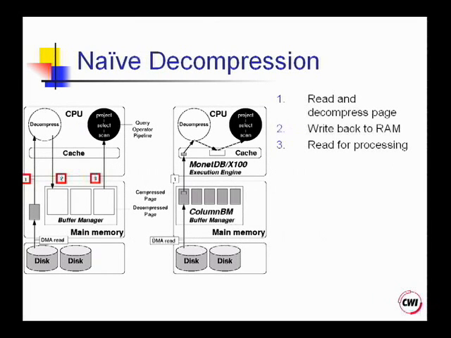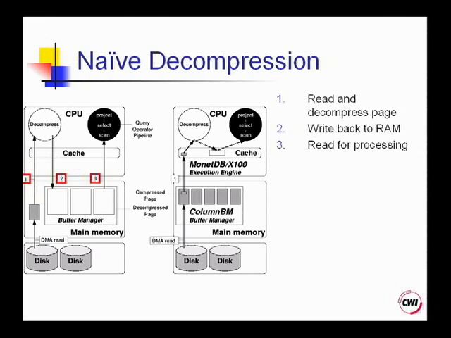Here you see two ways to integrate compression into a database engine. On the left, you see the naive way, where you first read a compressed block from disk, then you feed it into the CPU to decompress it. The uncompressed data is written back to main memory into the buffer manager, and the buffer manager then feeds it into the operator pipeline. The disadvantage of this is that we cross the RAM CPU boundary 3 times, as you can see. And this is unnecessary in our case. And it's unnecessary memory traffic.